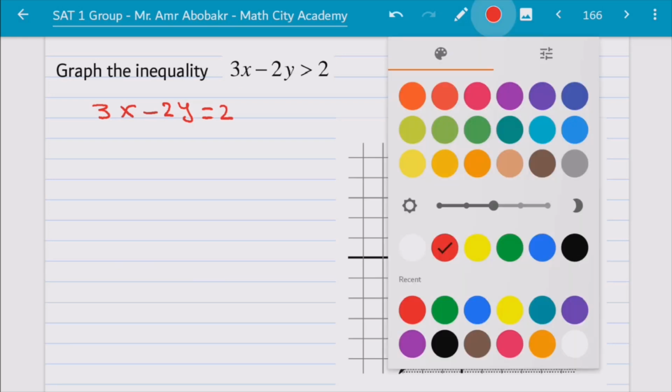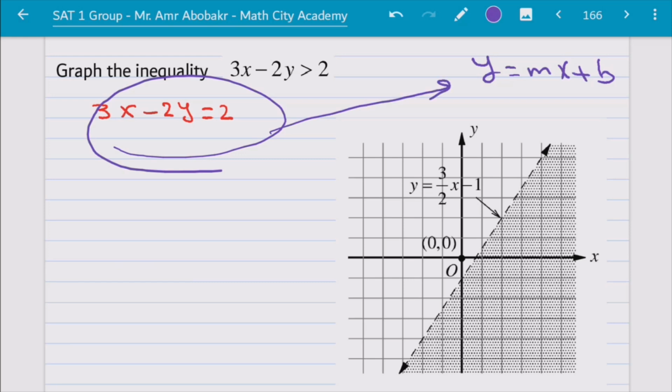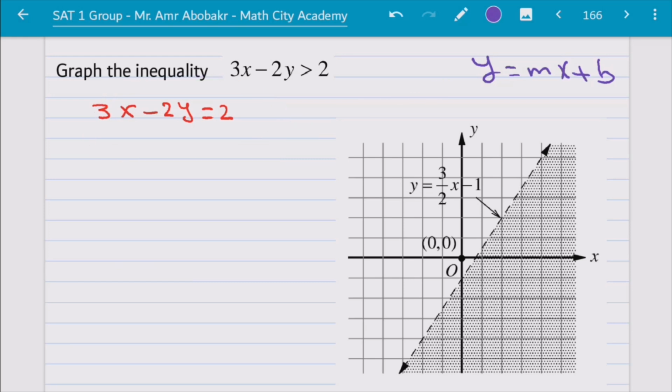We will solve it by using another way. How to convert this equation to be like an equation of a line, y equals mx plus b? How can we convert this equation to this form? The first step, bring 3x to the other side. So it will be negative 2y equals negative 3x. We change the sign because we bring it to the other side. Change the sign of x. It will be negative 3x plus 2. And this is negative 2y.